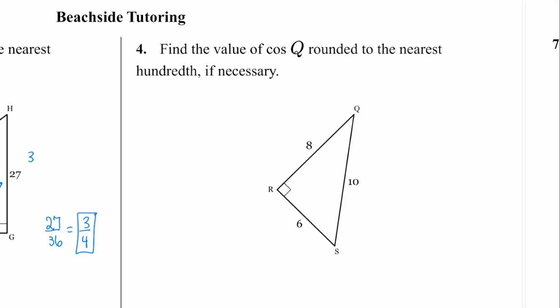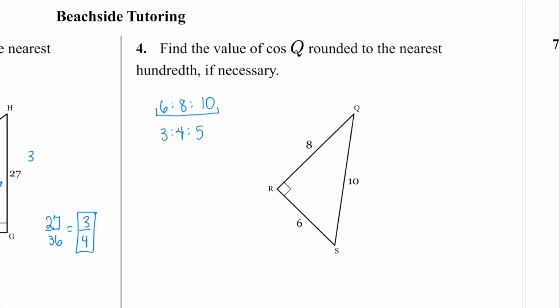Now I want to point something out to you here. This ratio is 6, 8, and 10, and this is a multiple of one of our Pythagorean triples, a 3, 4, 5, because you can see that everything up here divided by 2 is our Pythagorean triple here. So just wanted to point that out. Now, the cosine of theta, we're going to put our theta here. Cosine is adjacent over hypotenuse, and that's going to be 8 over 10 or 4 over 5.